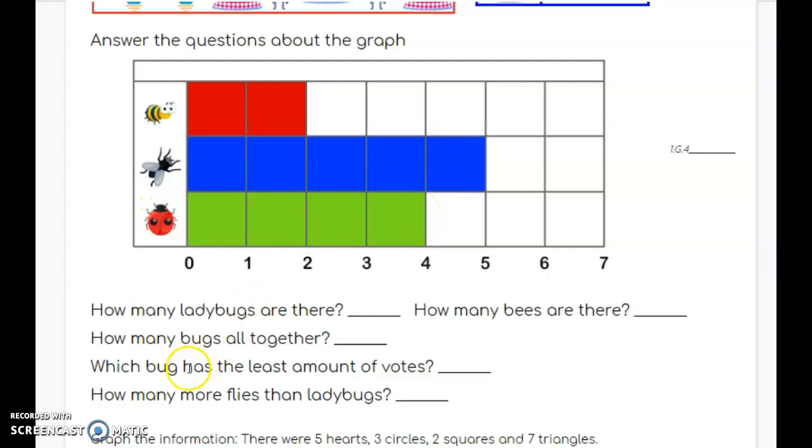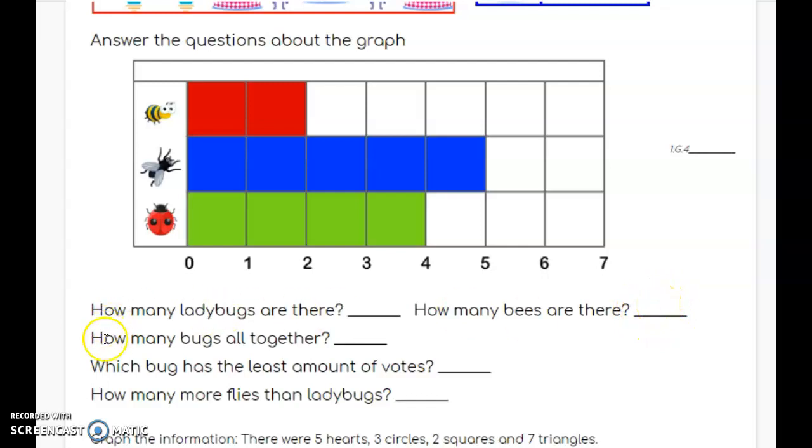You're going to answer the questions below. It says, how many ladybugs are there? So look up at the graph, count, and then write your number here. The next one says, how many bees are there? Look up at the graph, count, and write your answer here for bees.